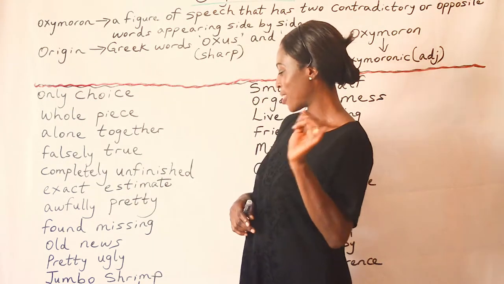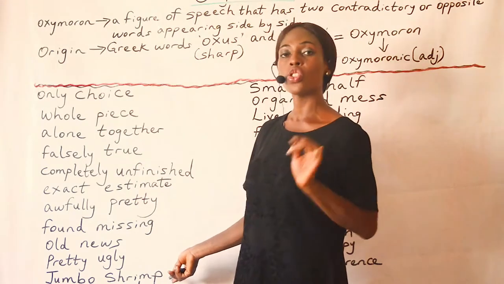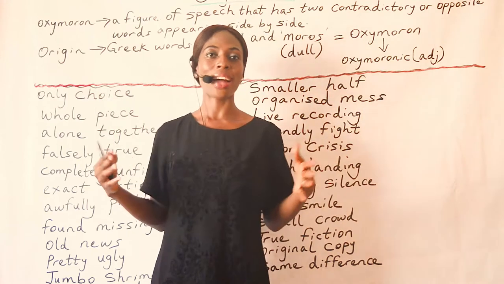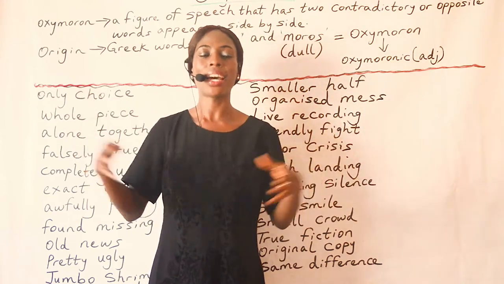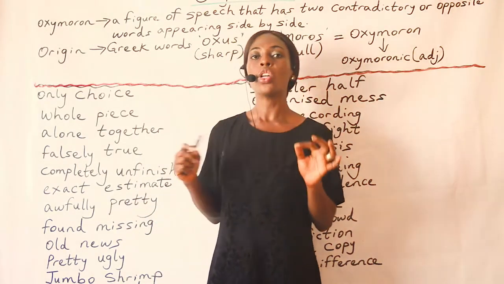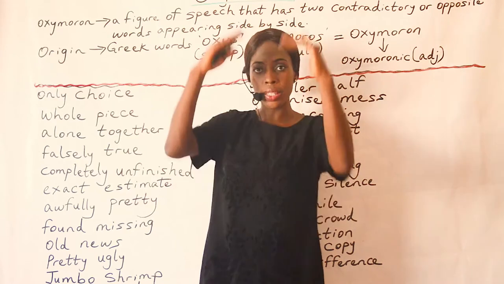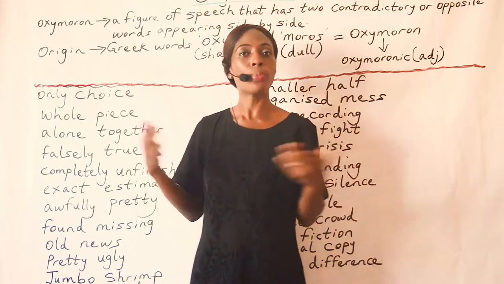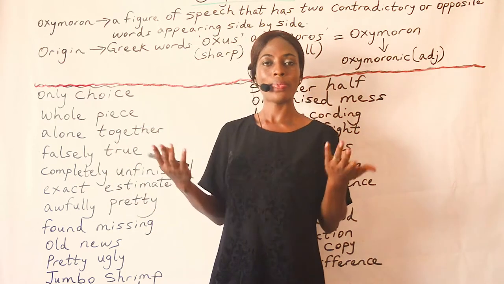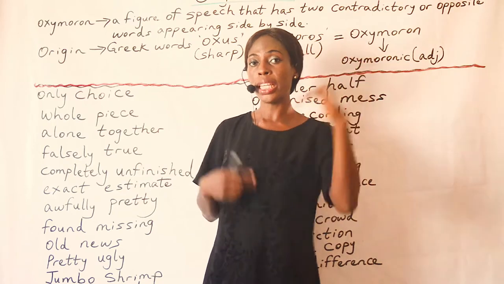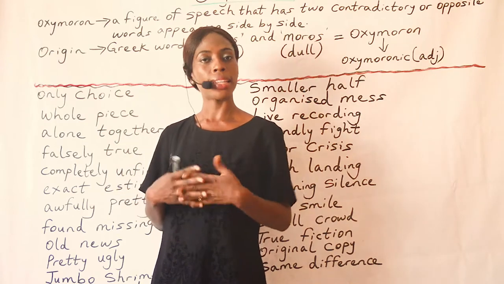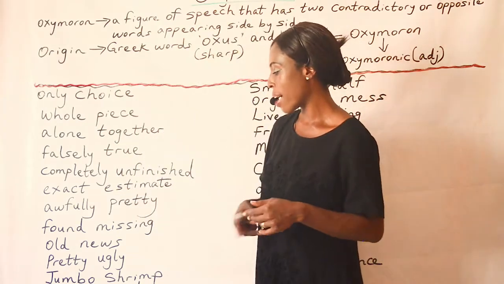Another phrase we have is jumbo shrimp. Jumbo, something very big, something very large. And shrimp, a kind of fish, very small, something small. So shrimp means small, so if you have a big small, can you have a jumbo shrimp? Does it mean it's big as small? Contradictory. Jumbo means big and shrimp means small. So how can you place jumbo shrimp together in a sentence? It is oxymoronic.